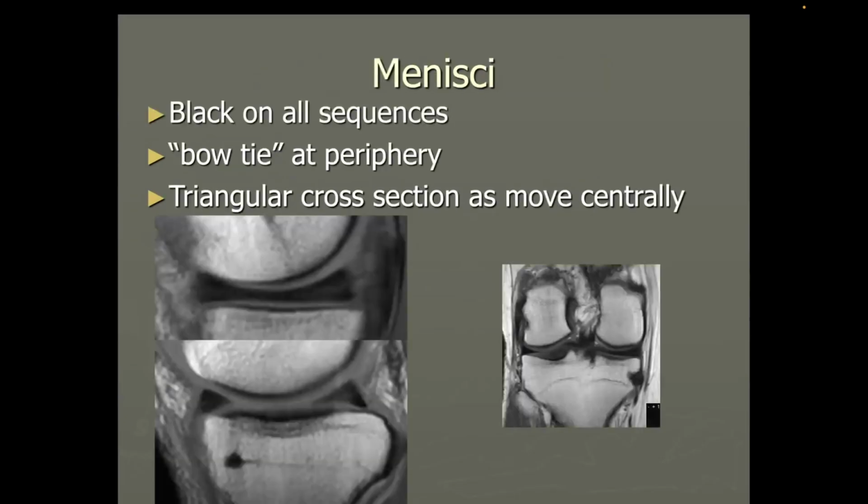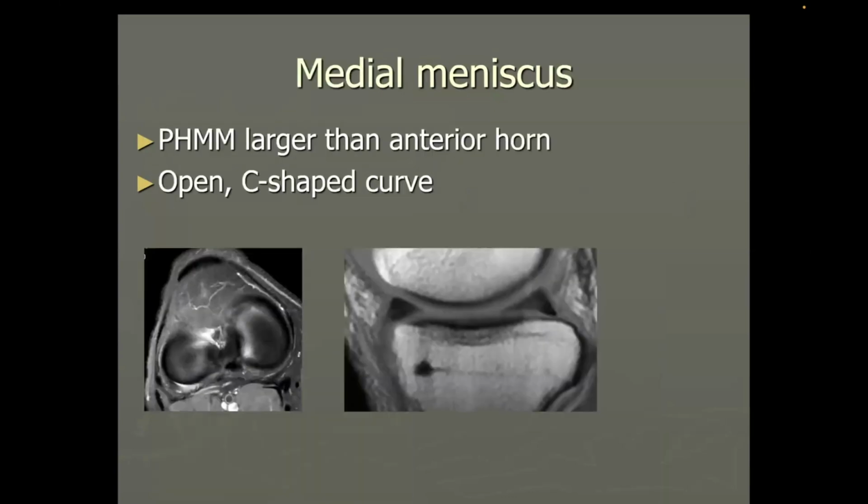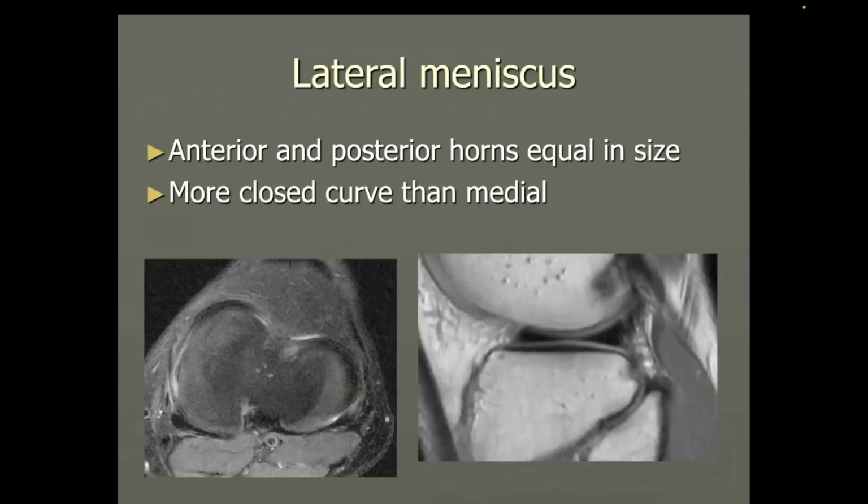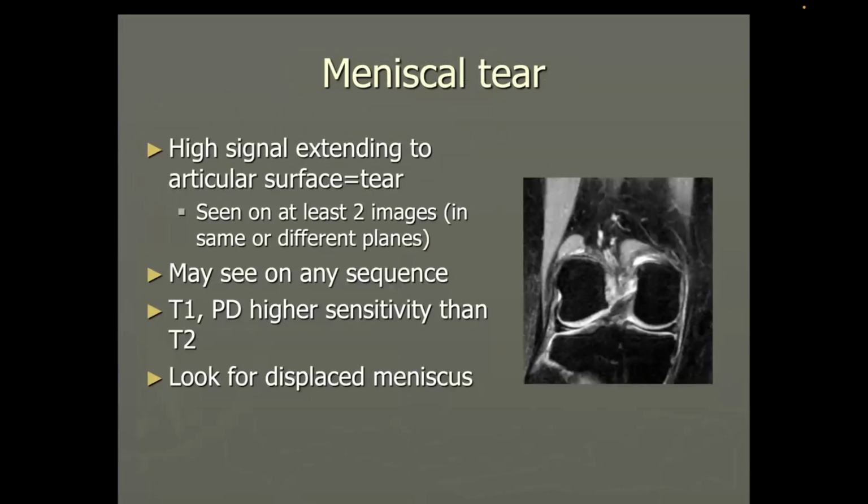So starting with the menisci, the meniscus should be black on all sequences. It sort of looks like a bow tie at the periphery. It's a triangular cross section, and then it moves centrally. So here's a view of normal meniscus. It's got some signal in it, but it certainly doesn't extend anywhere. The medial meniscus, the posterior horn, is larger than the anterior horn. It's a C-shaped meniscus, as we know. The lateral meniscus, the anterior and posterior horns are of equal size. It's got more of a closed curvature than the medial meniscus, so it's almost more circular.